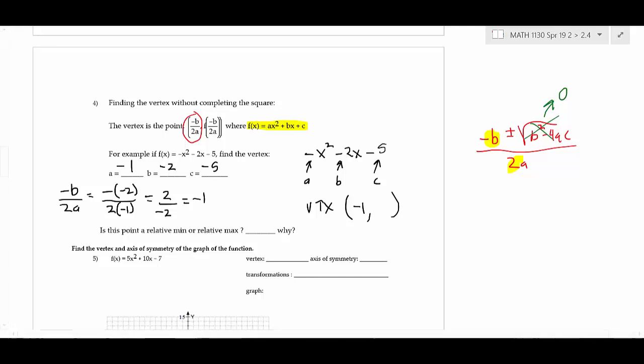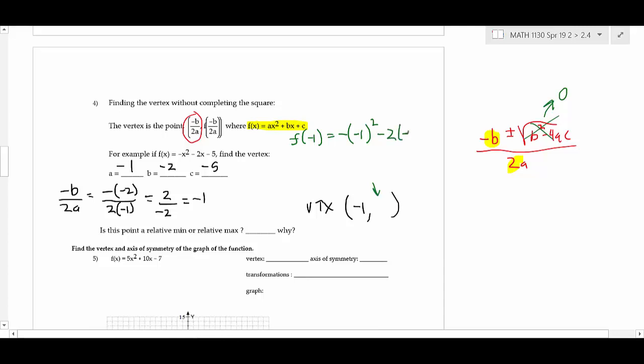Now what you want to do from here is find what y is. The way you find y is you just evaluate the function at negative 1. So if the vertex has an x value of -1, then just plug -1 into your function and calculate. So that would be -1 squared minus 2 times -1 minus 5. Like that. And then just crunch out the details.